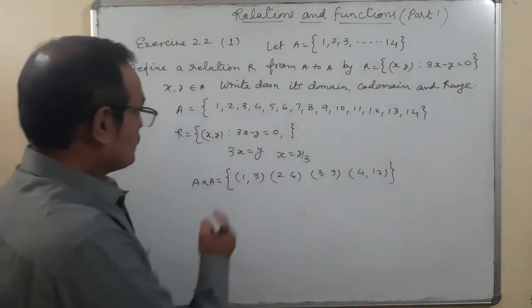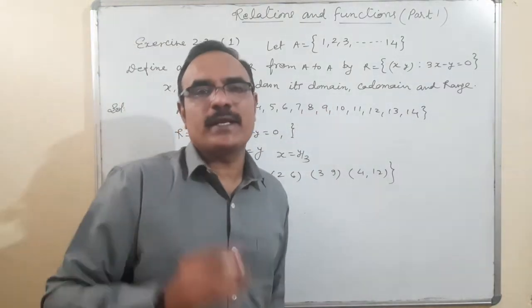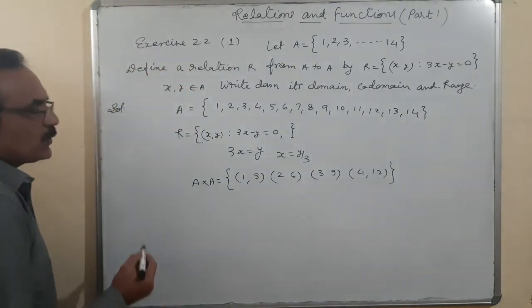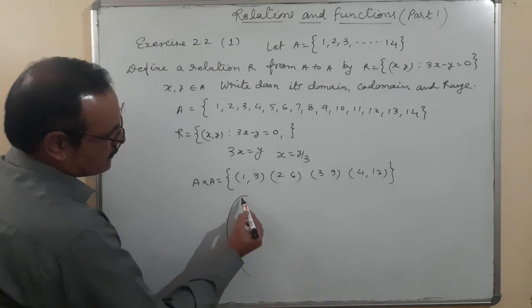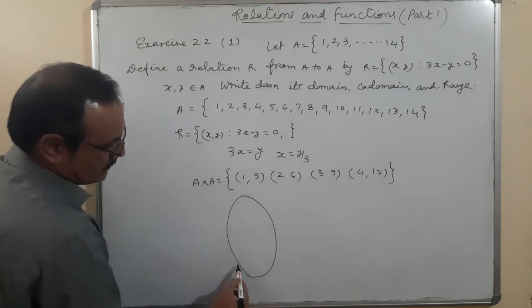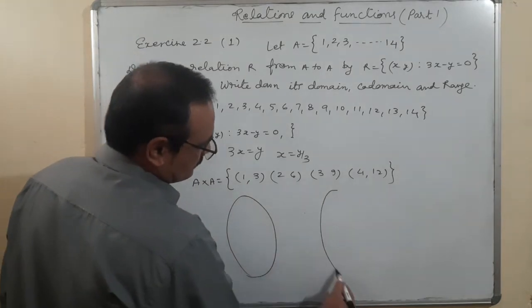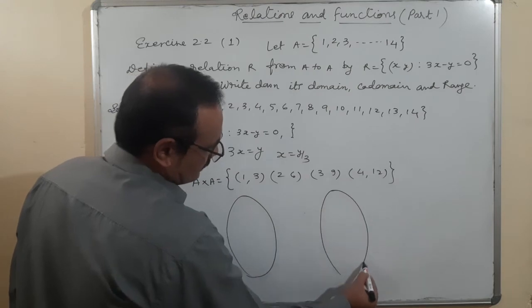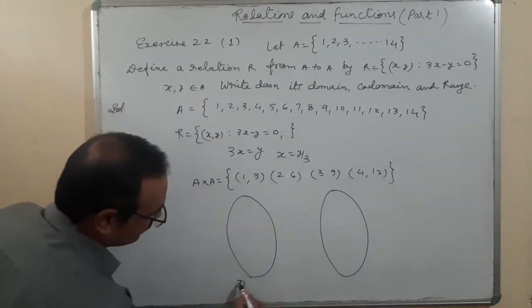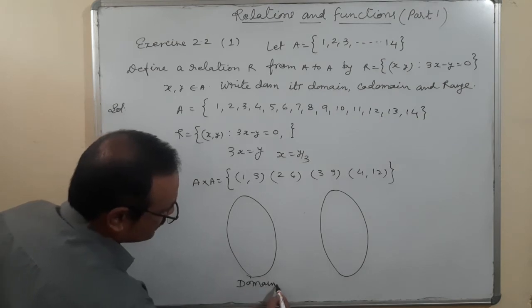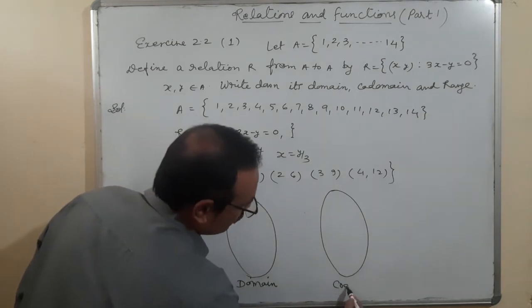Now the next is important. Write down its domain, codomain, and range. Actually, what happens when the relation is there? For the relation, we'll make it like this. This first set is called the domain, and the second is the codomain.